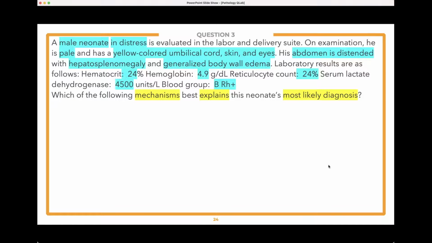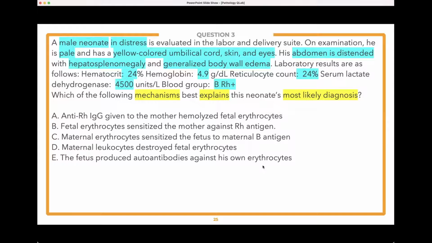Okay, so let's go ahead and take a look at what we're working with in terms of answer choices. And so we've got some in-depth, detailed answer choices.